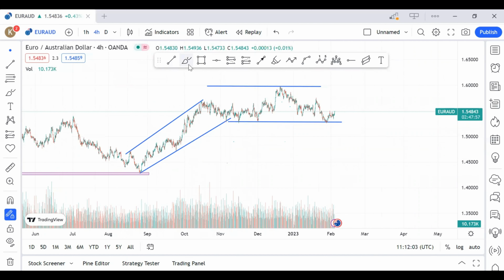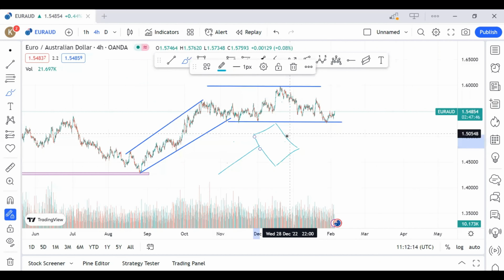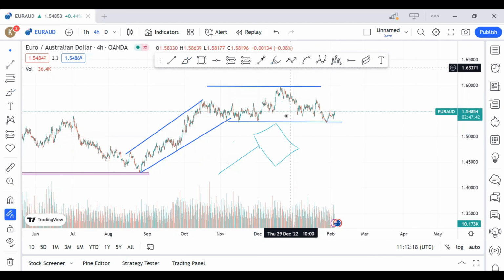And let me show you how a flag looks like. A flag looks like this. Then shoot to the upside. Let me do a proper flag to show you what I'm talking about.